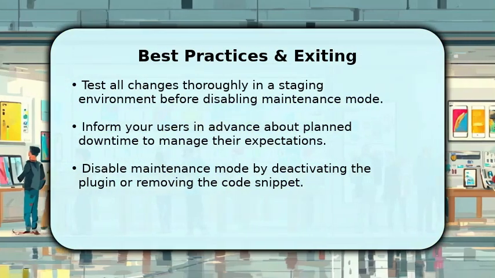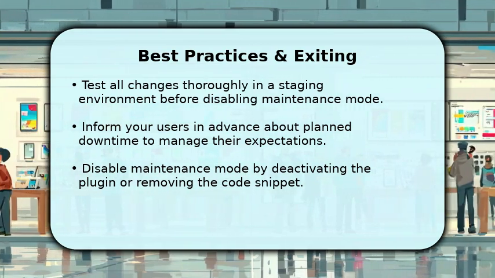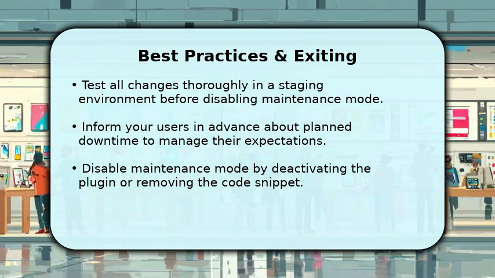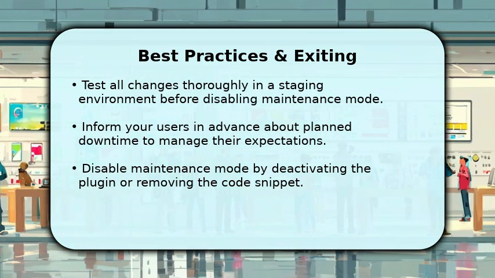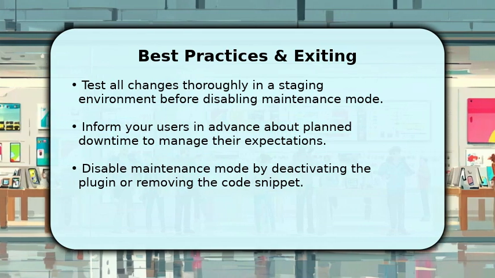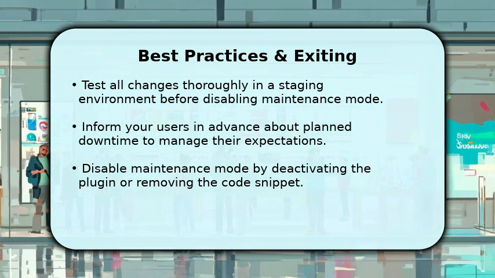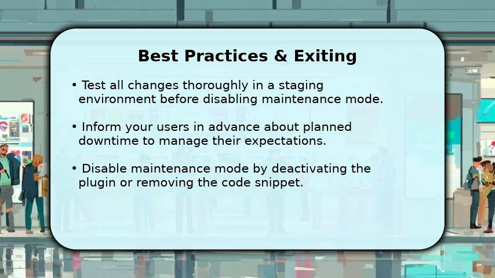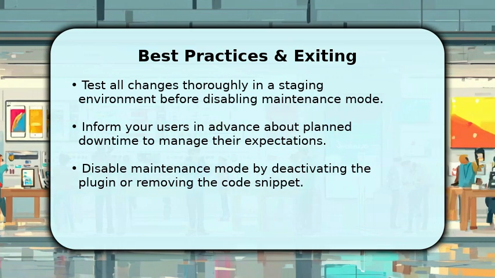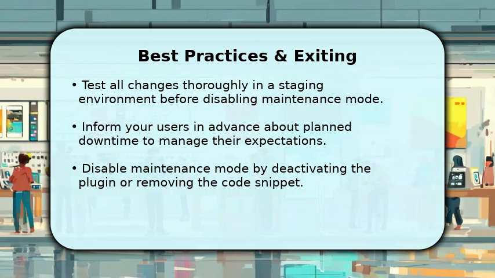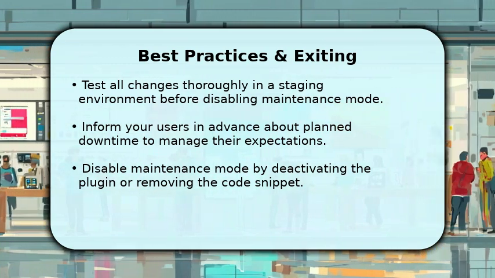Before taking your site live again, always thoroughly test all changes in a staging environment if possible. Inform your users in advance about planned downtime to manage expectations. To exit maintenance mode, simply deactivate the plugin or remove the code snippet from your functions.php file. After disabling, perform a final check of your entire site to ensure everything is functioning perfectly. This ensures a smooth transition back to full operation for all your visitors.